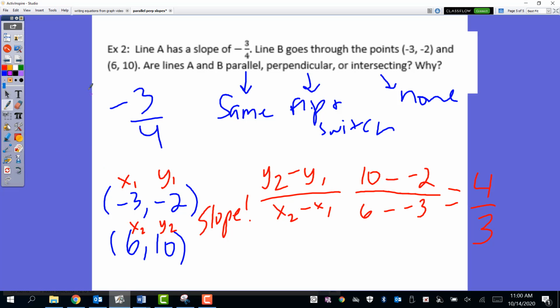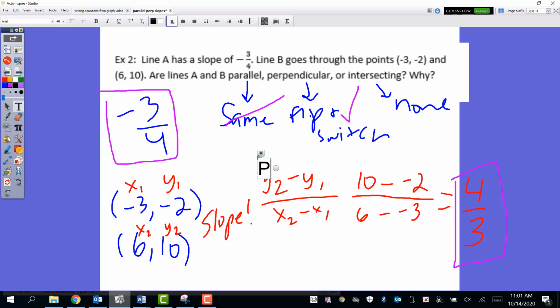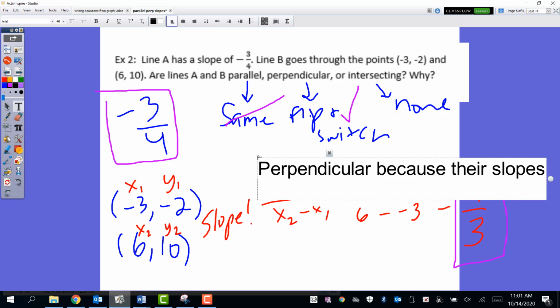So 4 over 3. So let's look. Here is the one slope that they gave me. This is the slope I just figured out. Are they the same? No. Are they flipped and switched? Well, this has 4 on the top, 3 on the bottom, so that flipped. This was negative, this one's positive. It did switch, so it should be the flip and switch. So for my answer, I would write they're perpendicular because their slopes are flipped and switched.